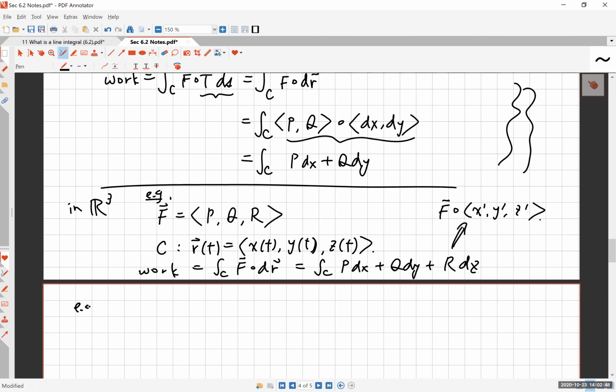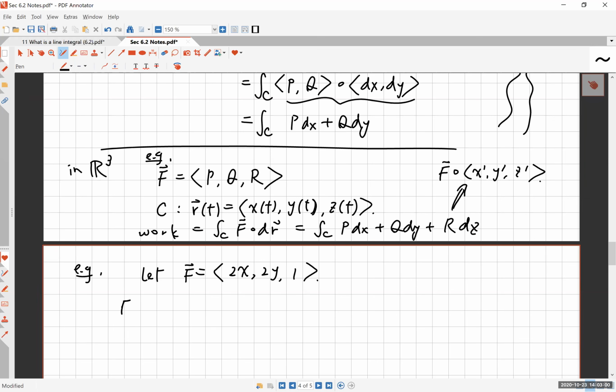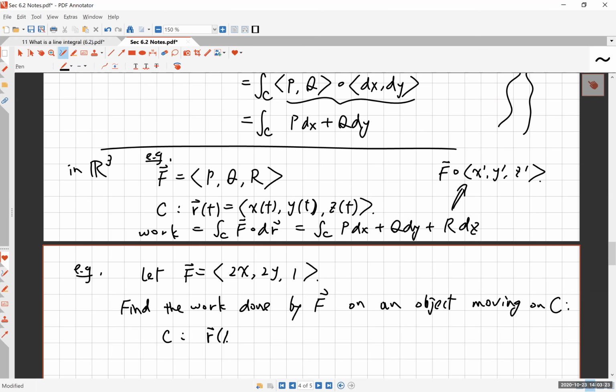Okay, so with that in mind, why don't you try this? I am going to give you this vector field F, which is 2x, comma, 2y, comma, 1. Okay, and find the work done by F on an object moving along C. And C is this helix.